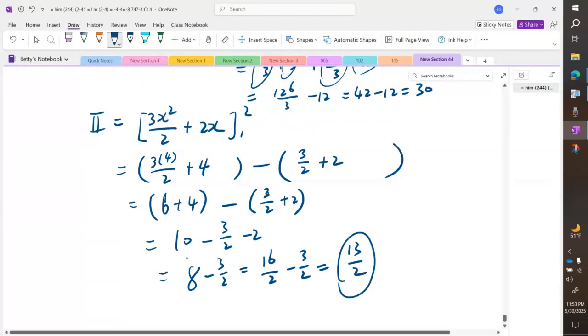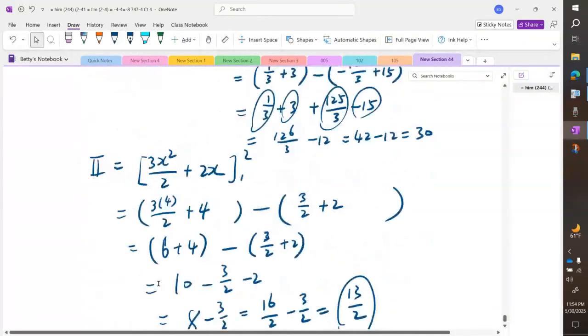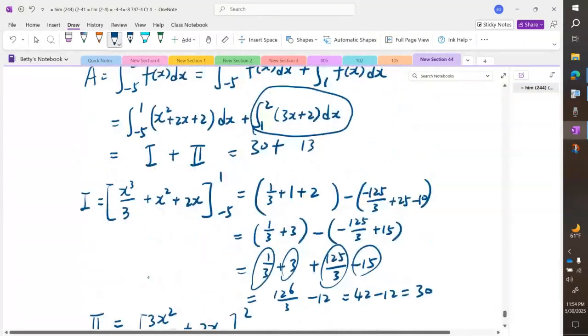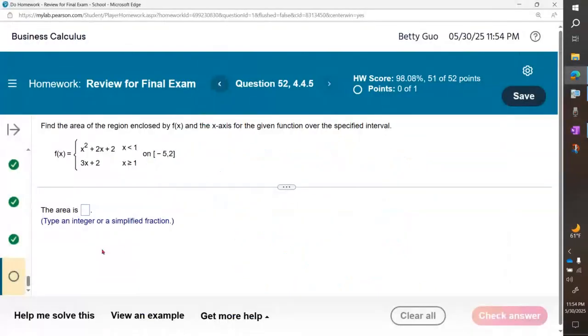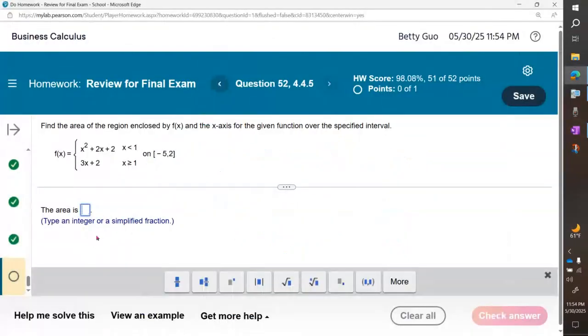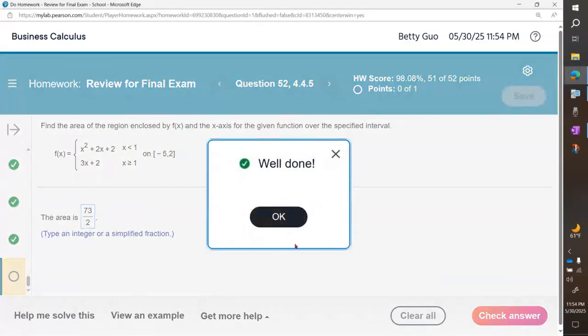It's not an integer, it's a fraction. And 13 over 2. 60 over 2 plus 13 over 2 is 73 over 2. I hope I did not calculate anything wrong. Okay, good.